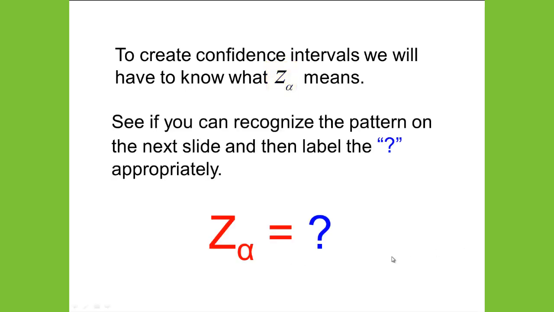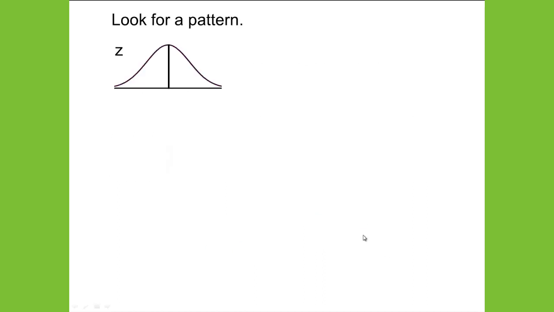See if you can recognize the pattern on the next slide and then label the question marks appropriately. And again, remember, alpha is another variable that we will use, so we will now place numbers in place of that alpha. So we have a normal curve, and we've shaded an area of 0.10 to the right, and the Z underneath that is labeled as Z sub 0.10.